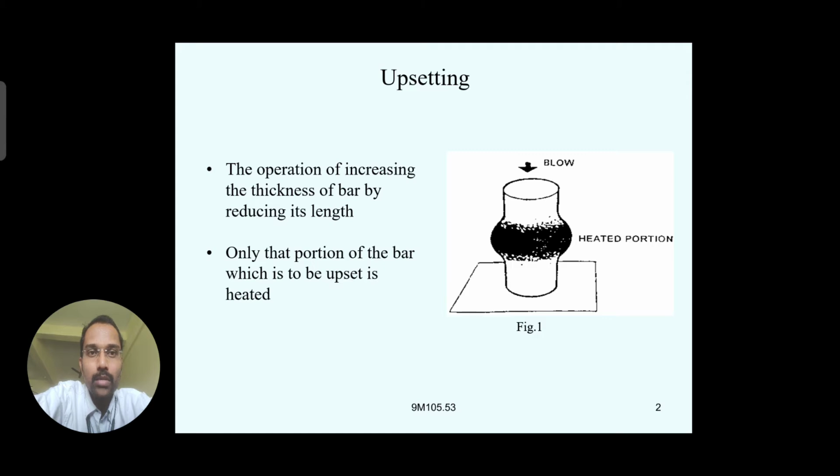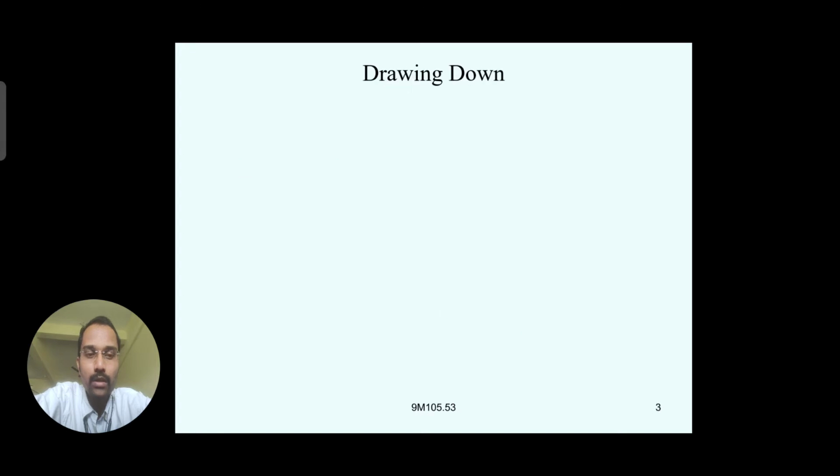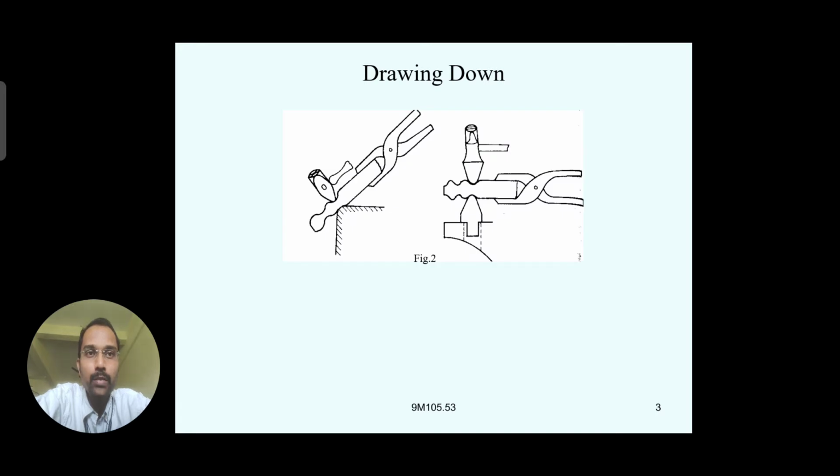This process we simply call the upsetting process. Remember that only the portion which has to be upset, where the cross sectional area or thickness of the bar has to be increased, is heated. That is regarding the upsetting process. Hope you have understood. And the next smith operation is drawing down.